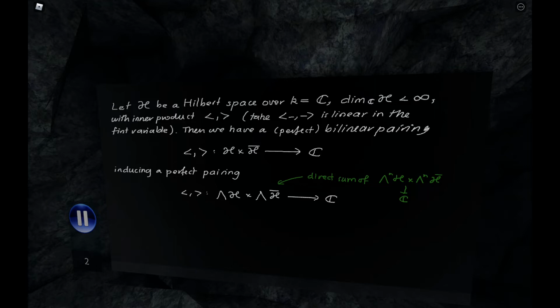Alright, so this is certainly a complex vector space. It's been equipped with a bilinear pairing. Note that the wedge H bar is bar of wedge H, so that pairing, viewed as a pairing of wedge H with itself, is linear in the first variable, conjugate linear in the second, and it's positive definite by the fact that this is a perfect pairing. So that makes wedge H into a Hilbert space.